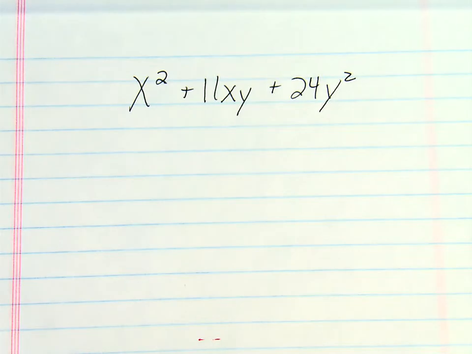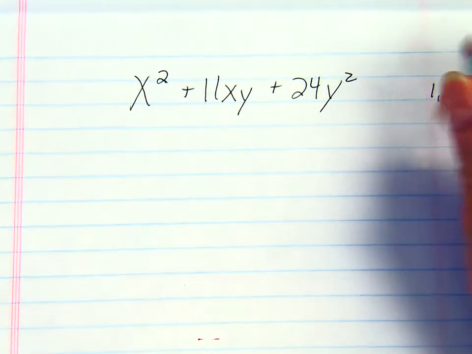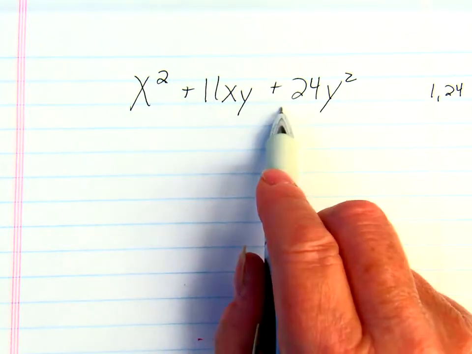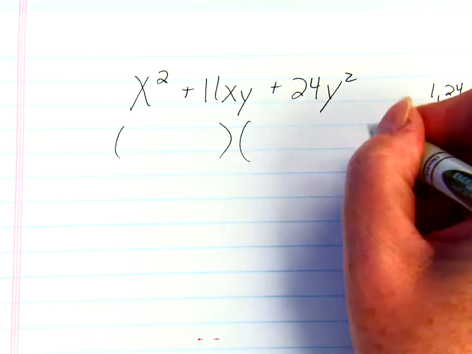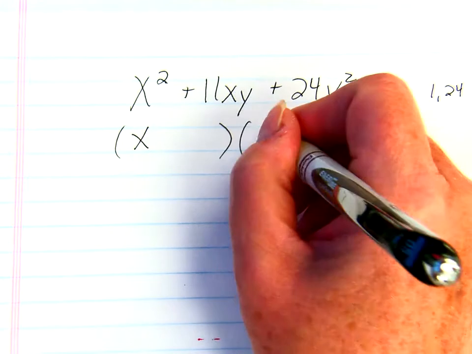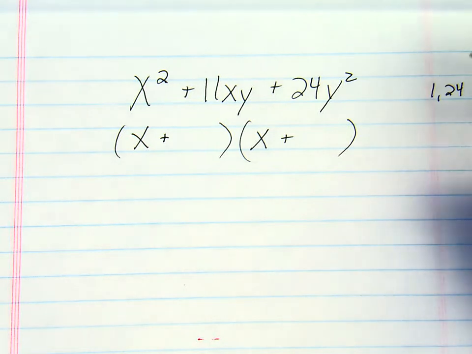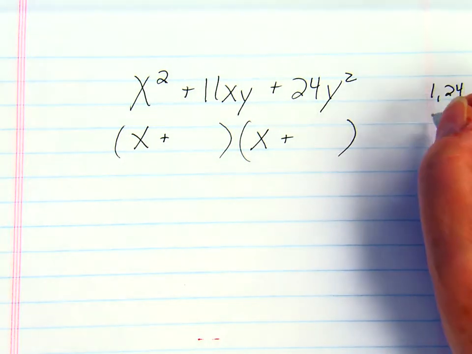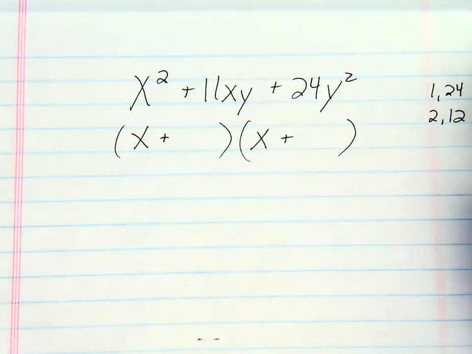Okay. So I am still factoring that 24 as if the y squared wasn't even there. So I'm going to say 1 and 24. And notice I've got plus and plus. I've got two positives. So I know that my parentheses will have an x in both and positive in both. Okay. So 1 and 24 is not going to do it. 2 and 12. 2 and 12 isn't going to do it.